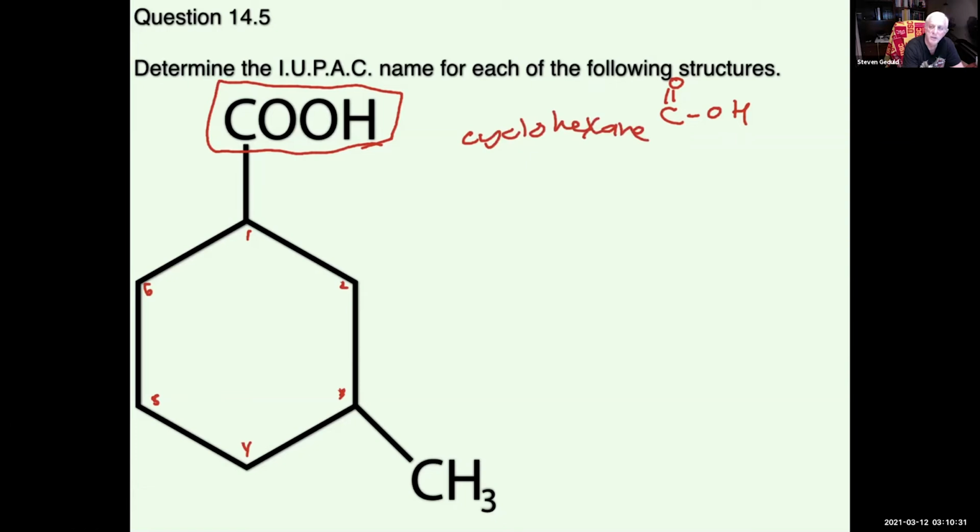Okay. And the attachments are going to give the substituent right here the lowest possible number. So we're going to number it clockwise. If we numbered it counterclockwise, we'd have 1, 2, 3, 4, and the substituent would be at number 5. We number it clockwise, the substituent is number 3. So this is a cyclohexane carboxylic acid, with a methyl group attached at number 3.